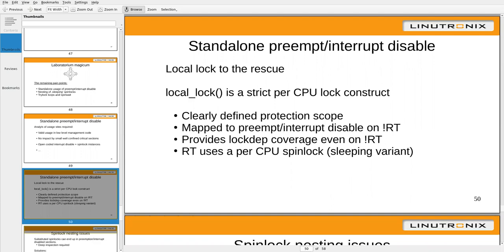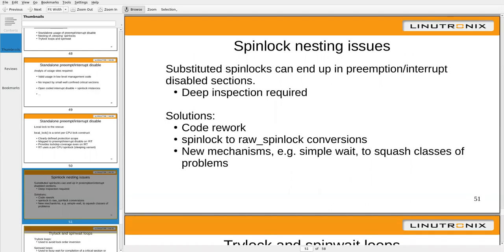preemption disable problems. So we have spin lock nesting issues. These substituted sleeping spin locks can end up in preemption or interrupt disable sections. So we have to look at it and think about solutions, reworking the code, because some of them really need to be converted to raw spin locks because they protect low-level hardware or low-level functionality. And we came up with mechanisms, simple ways to squash full classes of problems.